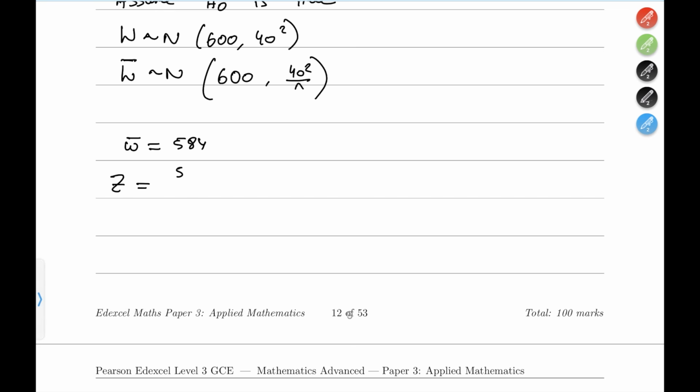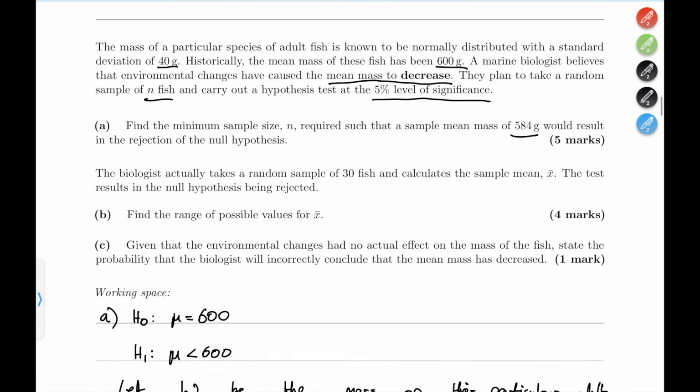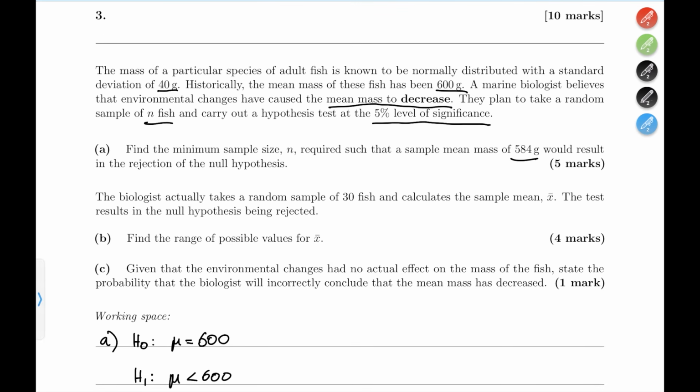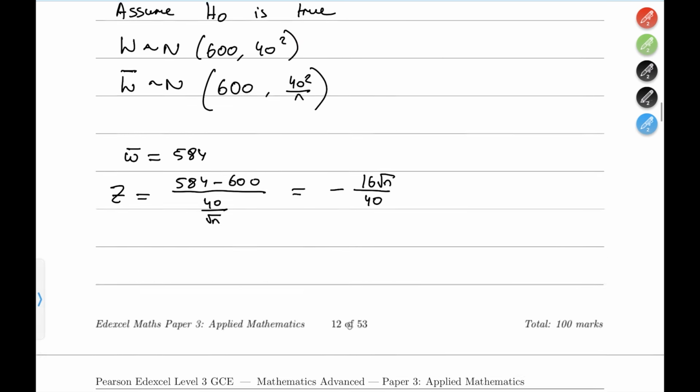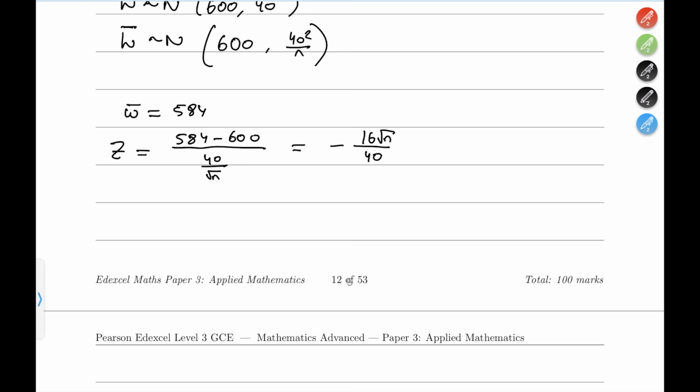So let us now standardize that using this equation here. So Z is equal to 584 minus 600 over 40 divided by root n. So we can now simplify this to minus 16 root n over 40. Now we're trying to find how we can make sure that 584 would be a rejection. So I'm going to use my tables, they will give you this in the exam, and the critical Z value for 5% one-tailed test is minus 1.6449.